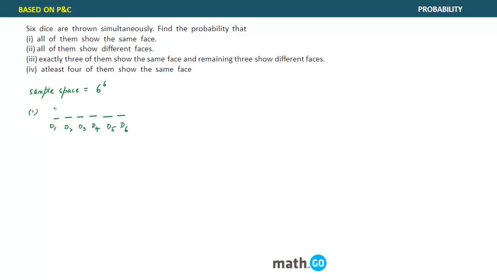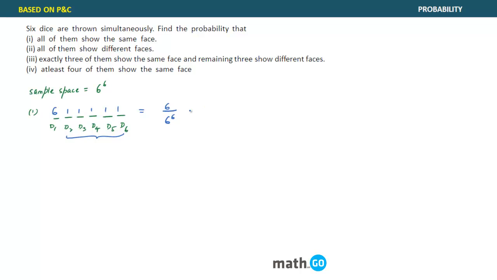Let's see. So dice 1 can take all the 6 numbers 1, 2, 3, 4, 5, 6. But then dice 2 cannot have more than one option. Why? Because you want dice 2 to show the same number as dice 1. Similarly for dice 3, dice 4, dice 5, dice 6. So all of these 5 do not have any other option but to show the same number which is coming on dice 1. So the total number of options that you have is 6.